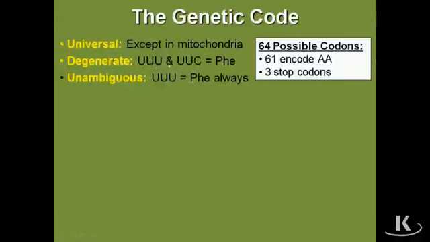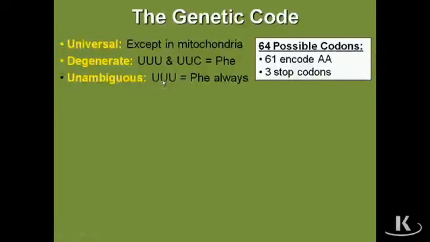The code is degenerate. What that means is that one particular amino acid can be encoded for by more than one codon triplet. So UUU, UUC, they both encode phenylalanine. So the genetic code can be degenerate. Now, what we mean by unambiguous is that one codon triplet is always going to specify the same amino acid. That doesn't change. Now, the third base might get mutated and the same amino acid is specified because the genetic code is degenerate. But the same triplet always specifies the same amino acid.